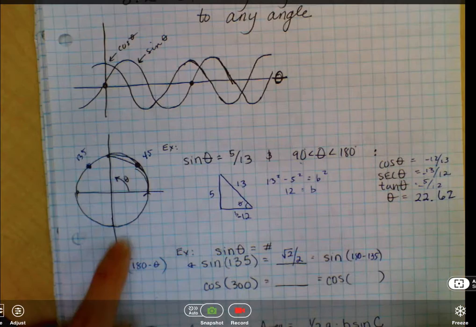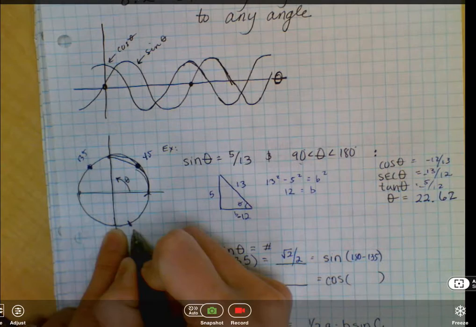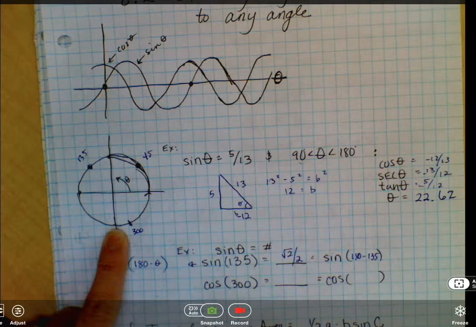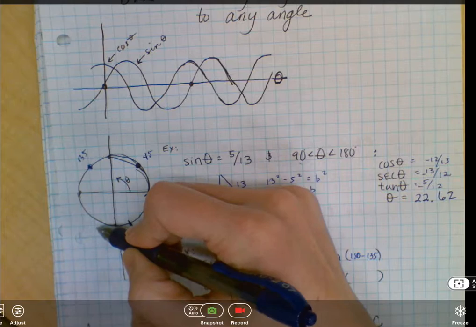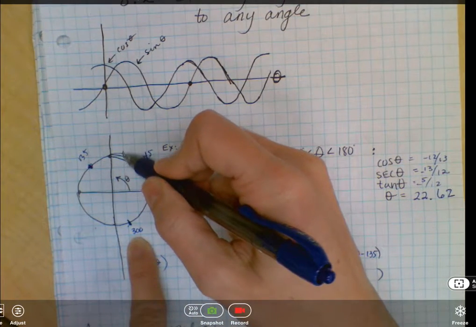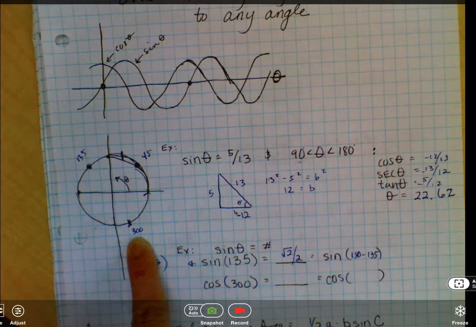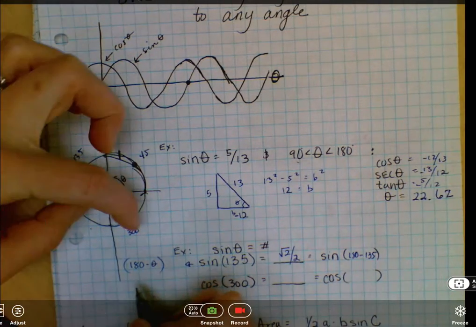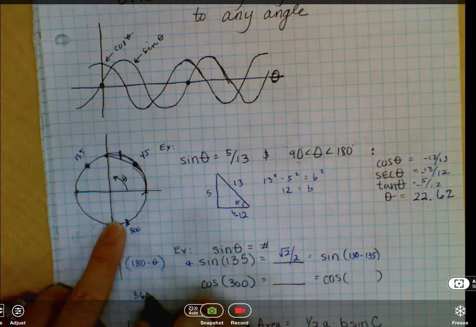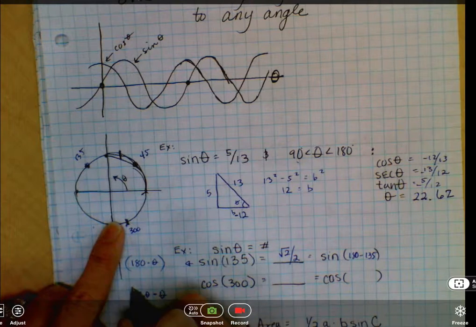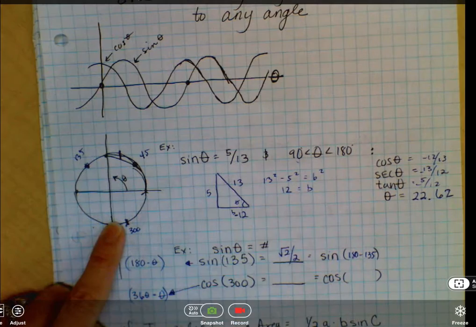Okay, cosine of 300, that's about here-ish. And I know that cosine is representative of x, so x is not the same this way, x is the same this way. So these two values here and here are going to be the same. So I'm going to use an identity saying that 360 minus theta, when referring to cosine, gives us the value that we're interested in.